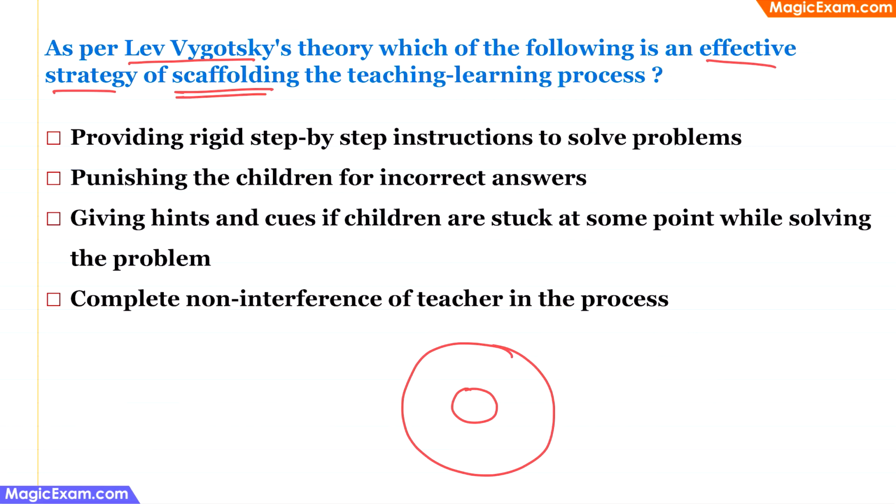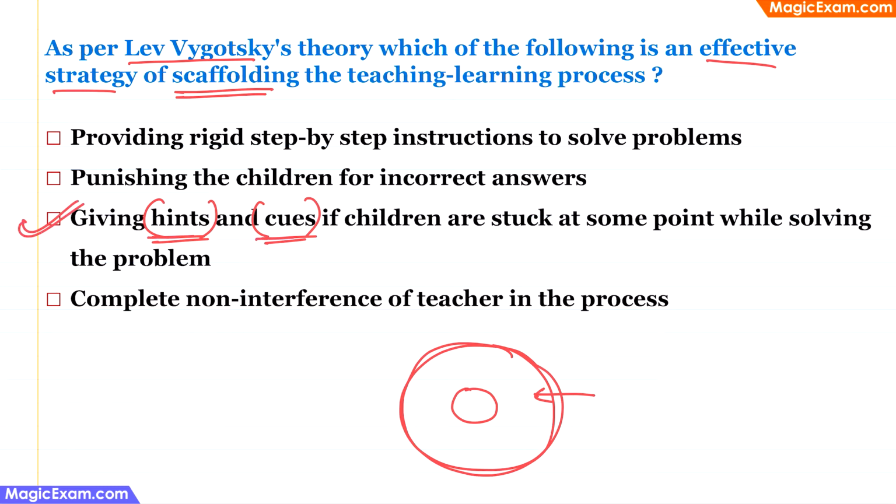So, when we look at all the answer choices, the third one says giving hints and cues if the children are stuck at some point. That is, each child who's in the zone of proximal development will require a different level of scaffolding. Some children may not understand the basics itself. Some children may be a little more advanced and they need only some very little help. Therefore, the teacher sees what is the kind of help that each student requires and provides the appropriate hints and cues so that children can solve it on their own. Therefore, the scaffolding that is provided here is nothing but hints and cues, and that is the correct answer.